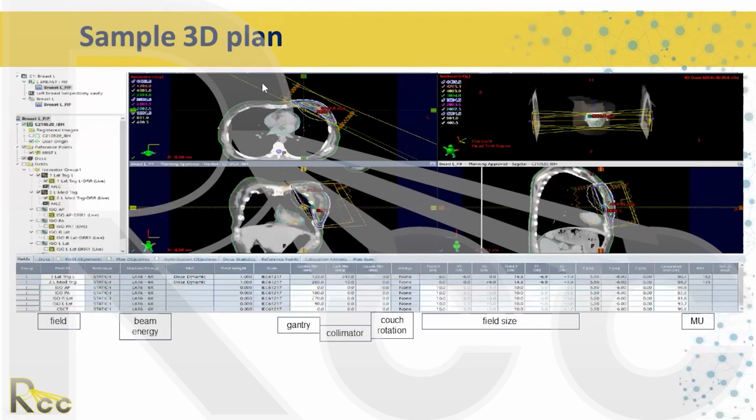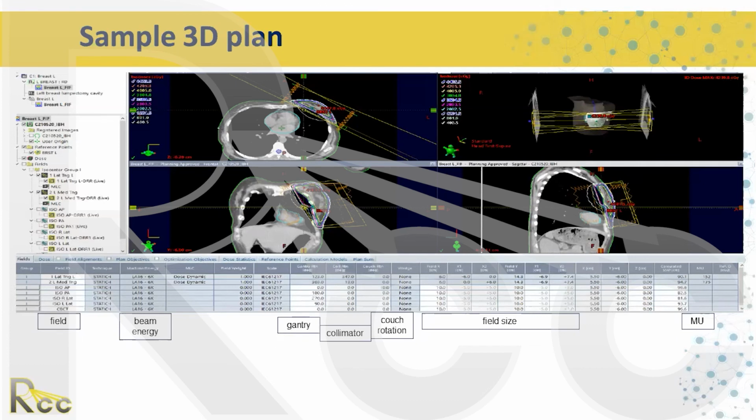Versus this breast plan, the beam just goes straight. So you're actually looking at this light field to confirm this is where the radiation's going. IMRT would go all the way around, so you don't get this nice light to look at. I hope that makes sense.